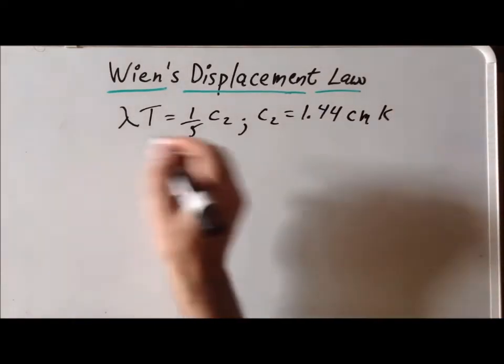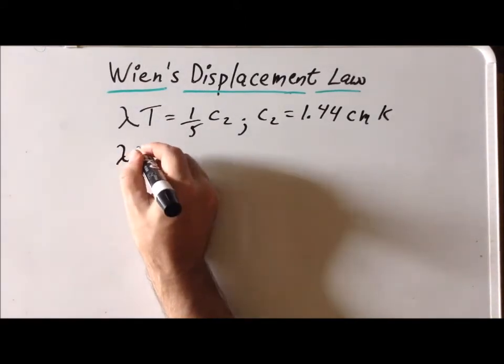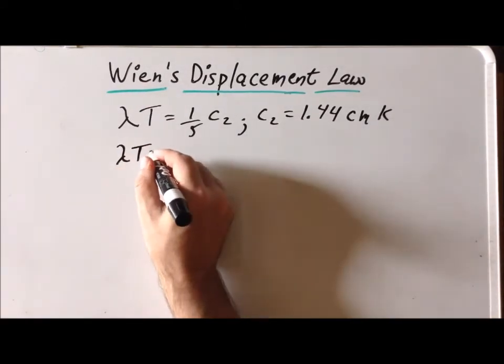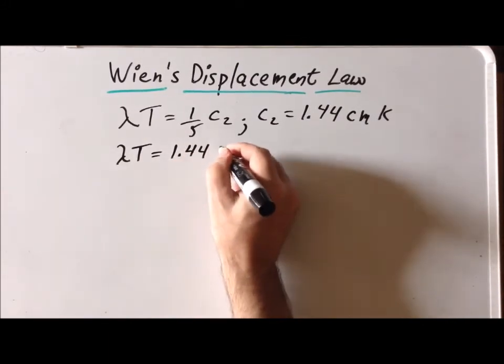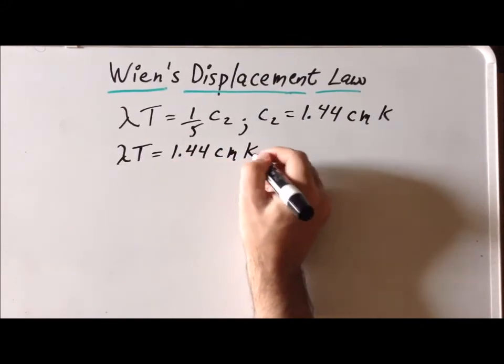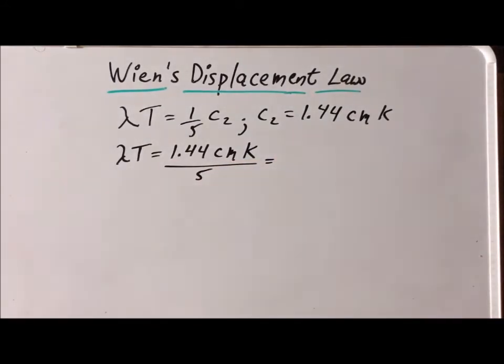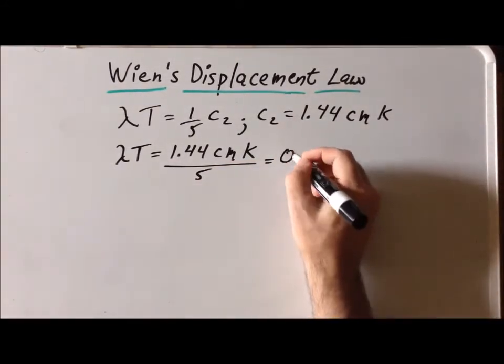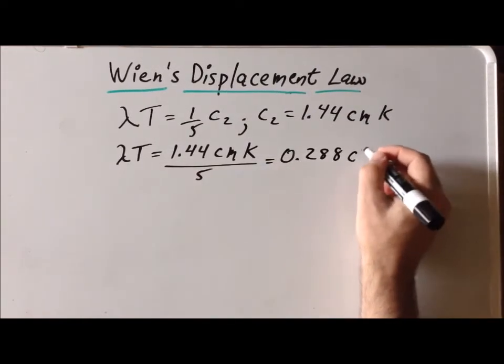If we substitute into the equation, we can actually come up with a slightly more useful version. Since we can put 1.44 centimeters Kelvin divided by 5, we are able to simplify the right-hand side to 0.288 centimeters Kelvin.